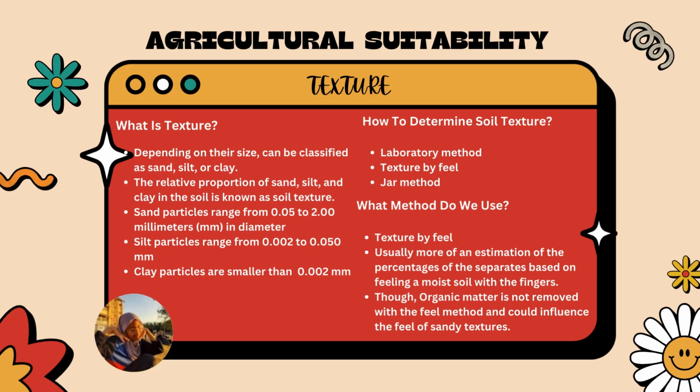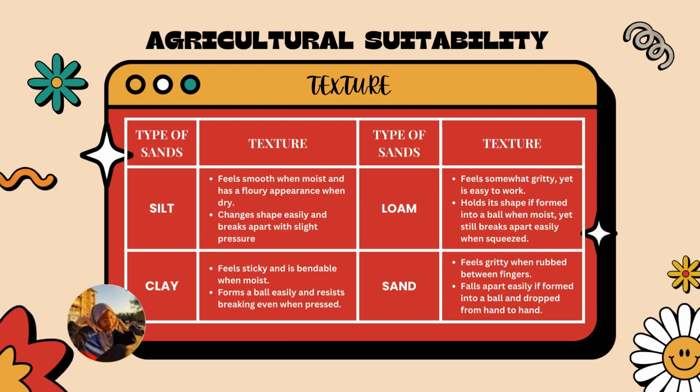So how do we determine the soil texture? Through three methods: the laboratory method, texture by feel, and jar method. The method we are using is texture by feel. This method is usually more of an estimation of the percentages of the separates based on the feeling of a moist soil with the fingers. Though organic matter is not removed with the feel method and could influence the feel of sandy textures. So these are the types of soil and their textures.